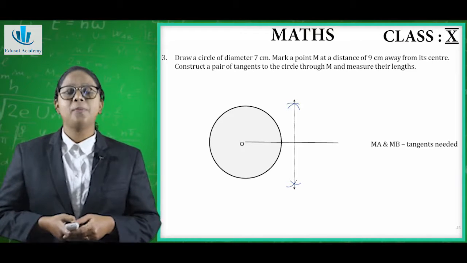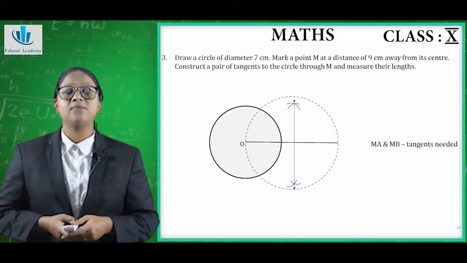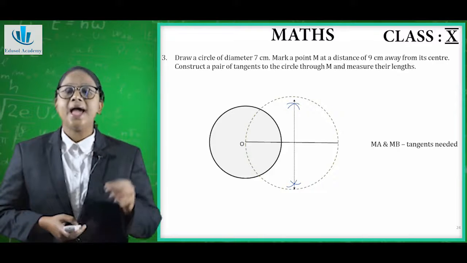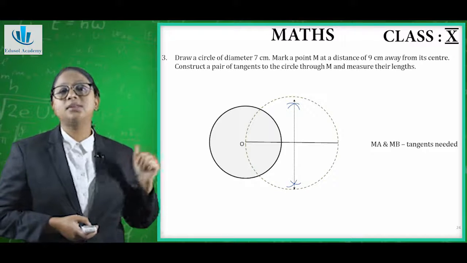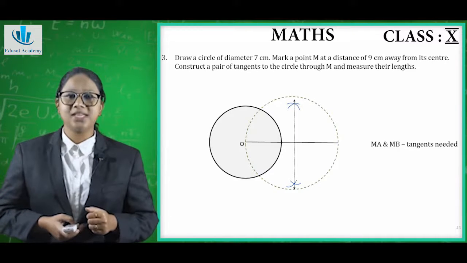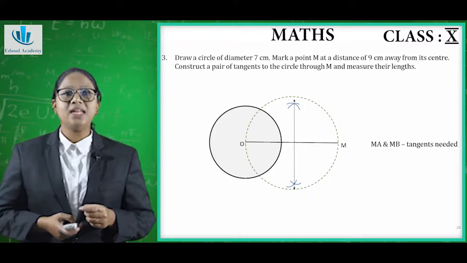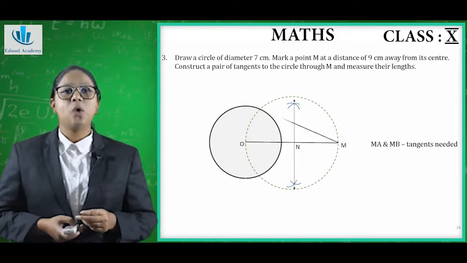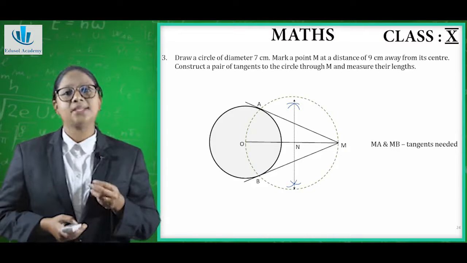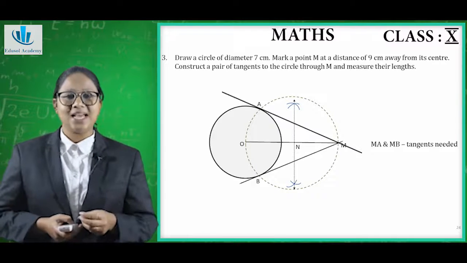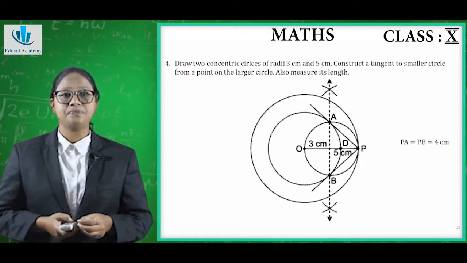Now we shall draw the perpendicular bisector to OM. Now we shall draw the circle with the point of bisection as center and O and the point of bisection as radius. We drew another circle, the dotted circle. Now the points of contact are the points where the new circle touches the first circle. So we can name those A and B. Now we shall join MA and MB. MA and MB are the required tangents. Now we shall move on to the next question.